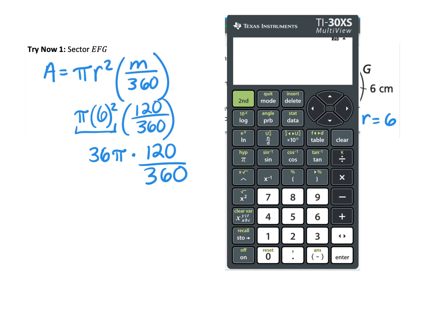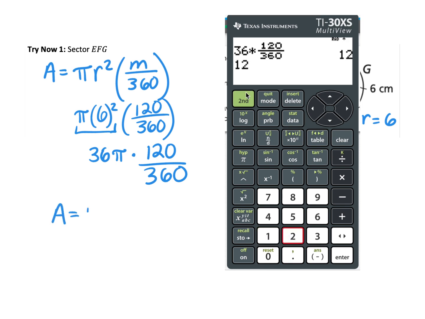On your scientific calculator, or this also works with a graphing calculator, you can type 36 times, and then I'm going to use the fraction button to get that 120 over 360. So 120 fraction button, that's the n over d key right here, and then put 360 in the denominator. Then we'll arrow out, and that'll give us 12. So the exact answer is 12 pi. Don't forget to put the pi back in.